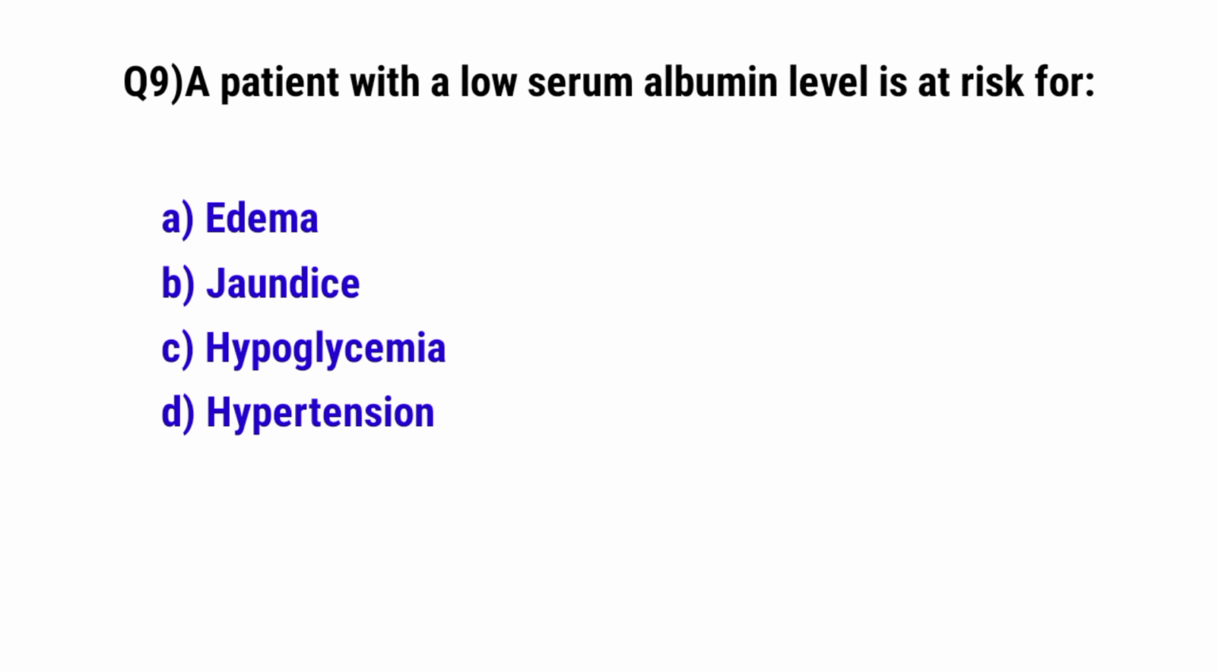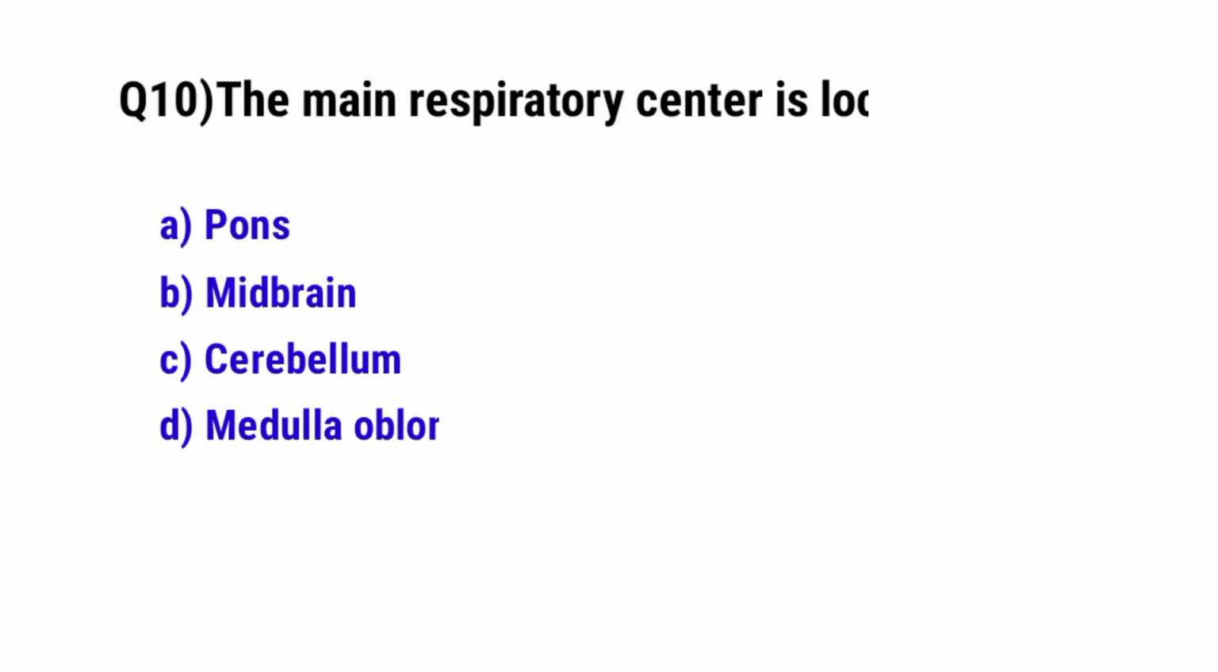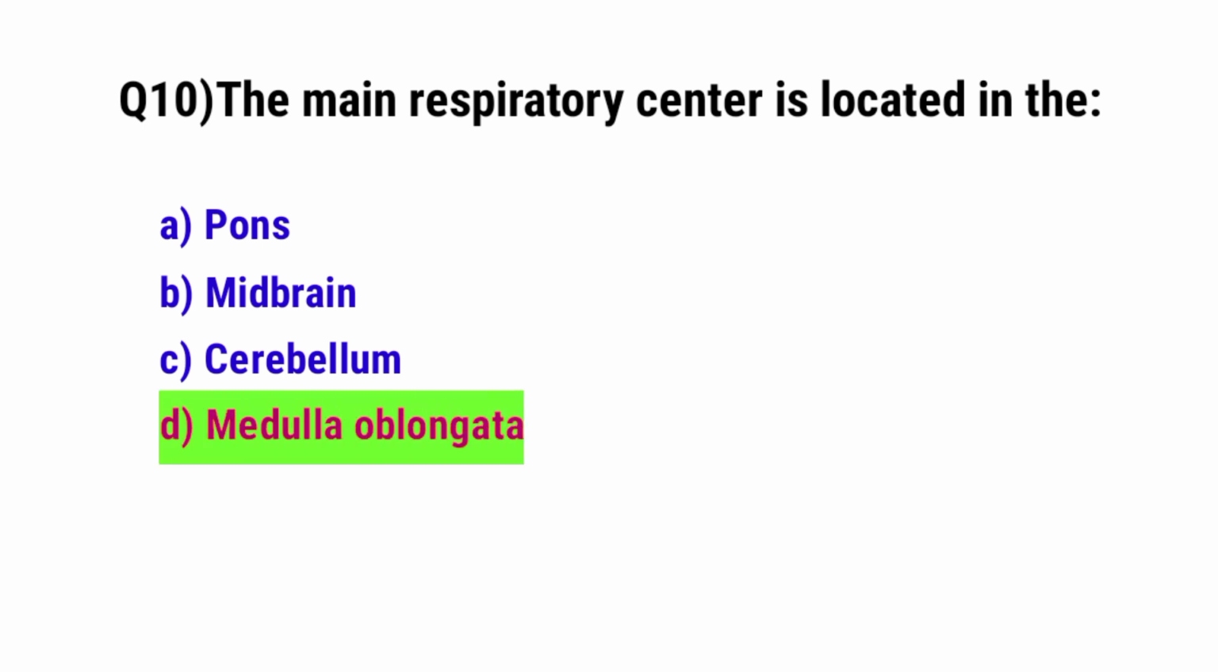Question number 9. A patient with a low serum albumin level is at risk for. The correct option is A. Edema. Question number 10. The main respiratory center is located in the. The correct option is D. Medulla oblongata.